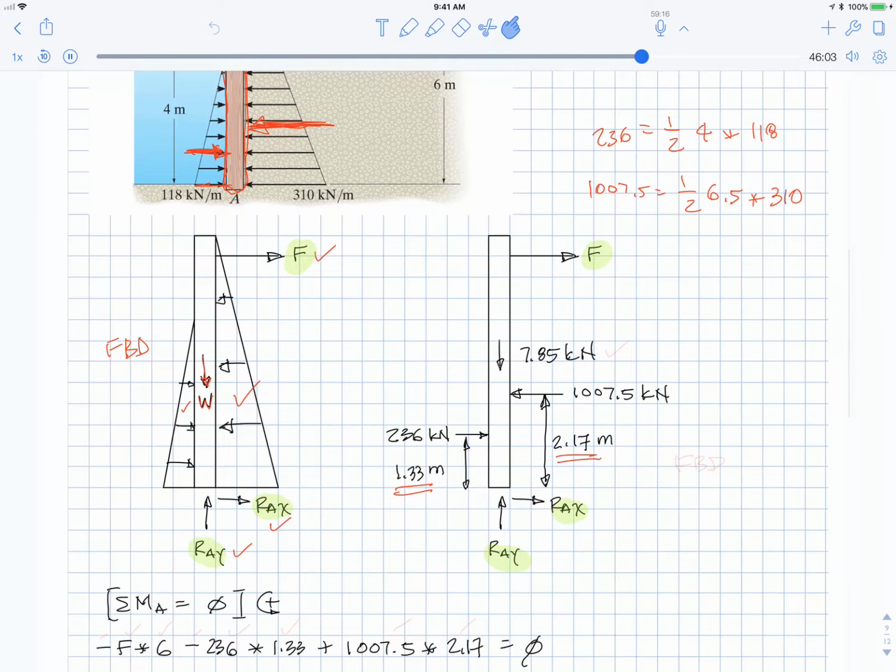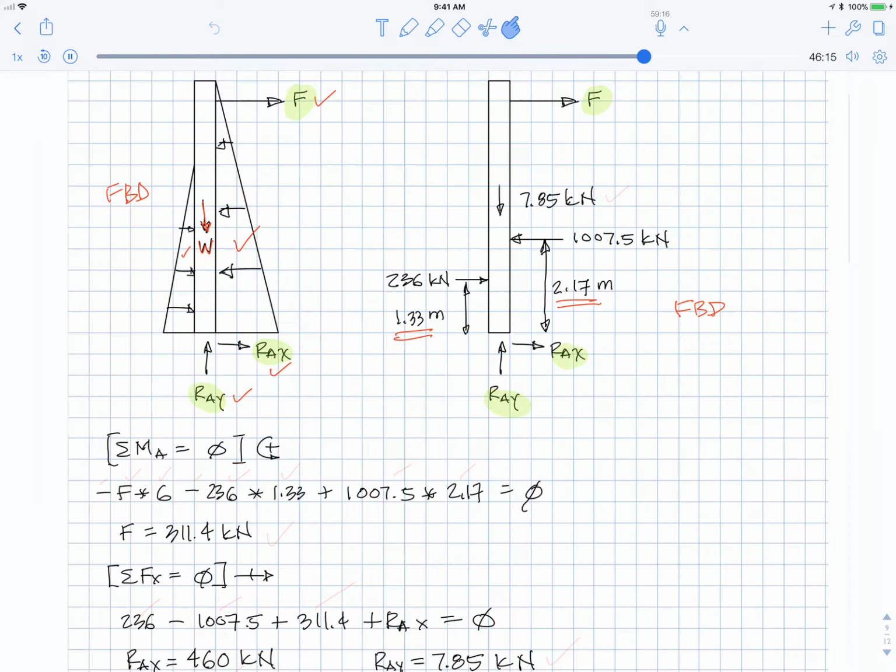Well, now that we have this FBD, we have the three unknowns, and we can solve. Taking moments about A, again, because there's two reactions, will give us F, and I just made sure I got in all the right distances and directions. F times 6, going clockwise around A. That 236 times the 1.33, which I went through, it's 1/3 of 4. That's going clockwise around A, so that's negative. And finally, that 1007.5 times 2.17 going counterclockwise around A. Solve for F, 311 kilonewtons.